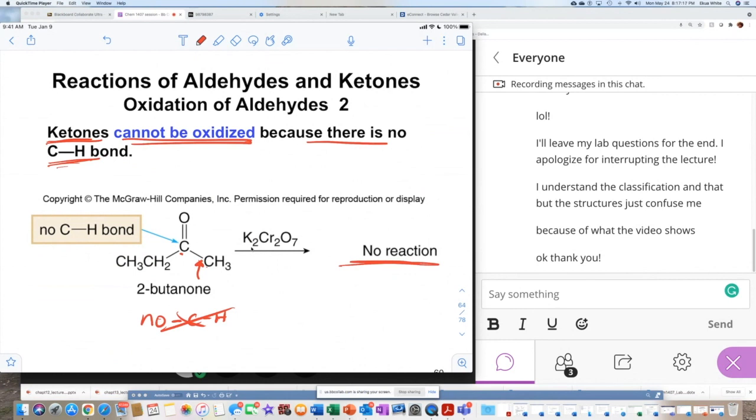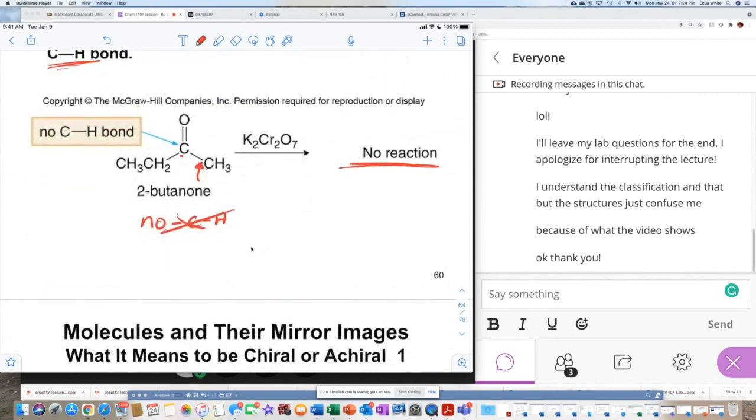So back to your lab. If they ask you questions, when it comes to oxidation, in oxidation, CH bonds must... Oh, we have a leak.